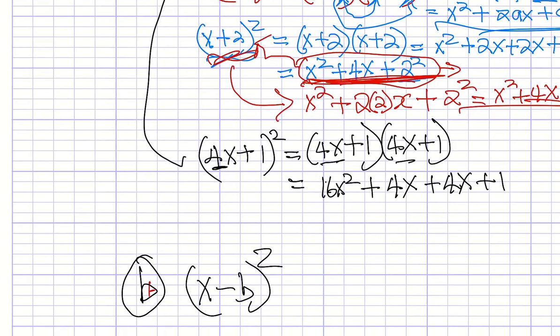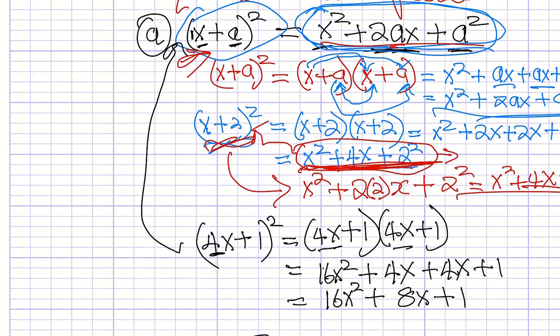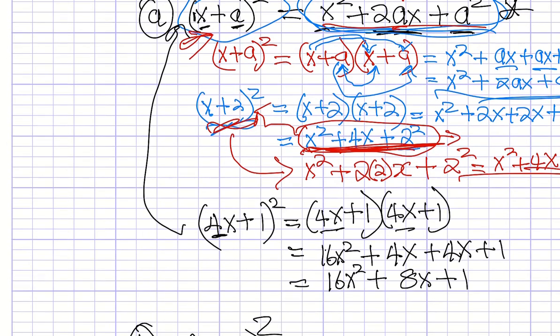Okay, so you can simplify that. You get 16x squared plus 8x plus 1. You notice that, right? See? Okay. So notice what is going on compared to here. You see what is going on there.